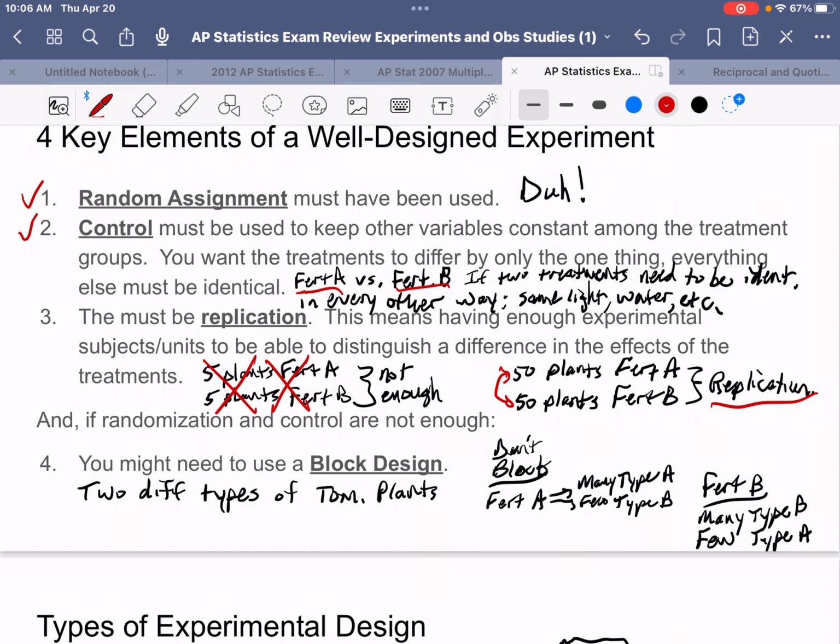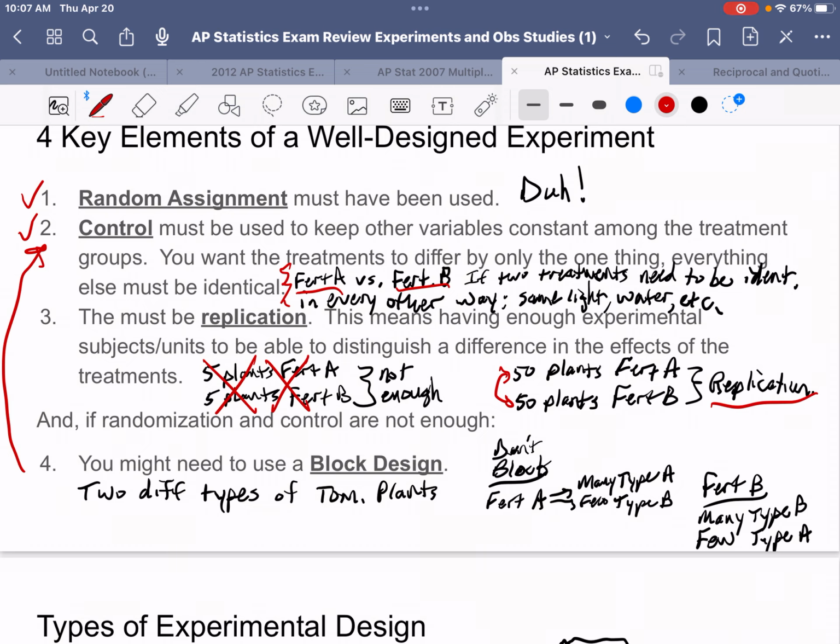And the 4th element of a well-designed experiment is optional. Sometimes you need to use a block design if a regular design can't control certain things. So for instance, back up here when I was talking about fertilizer A, fertilizer B, if I had the same species of tomato plant and I divided half of them to get fertilizer A and the other half to get fertilizer B, that's great. We don't need a block design.